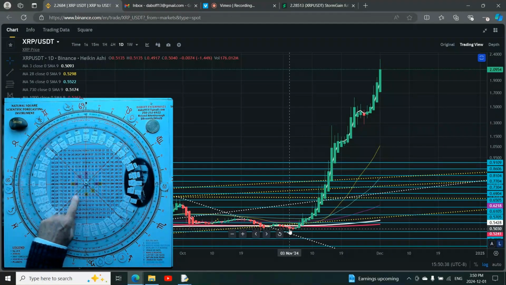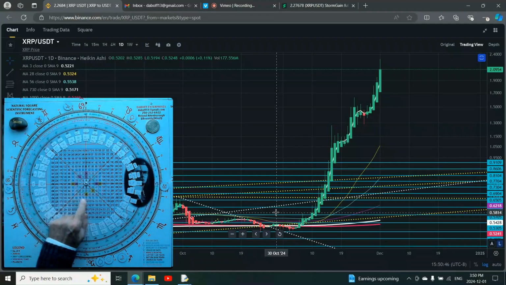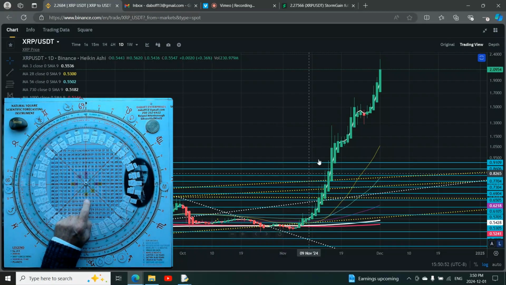49 cents is right here. We've been talking about this. Every single blue line on here represents a red line on our square. These are the 8 octaves of time, and they also represent the 8 octaves of price. So, no, I did not populate them on here.